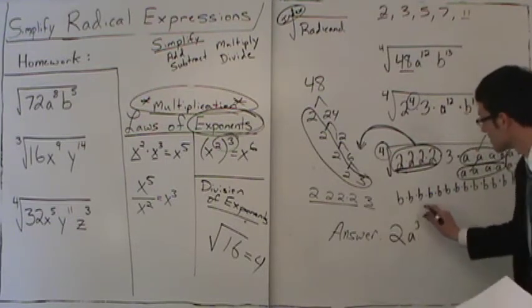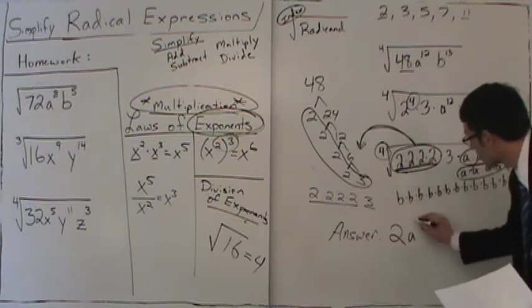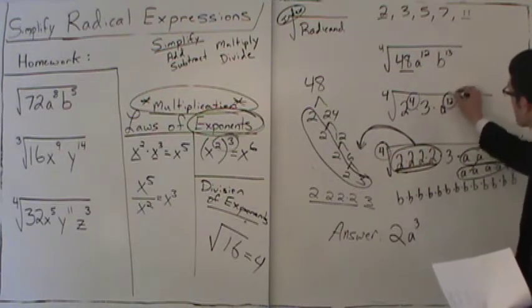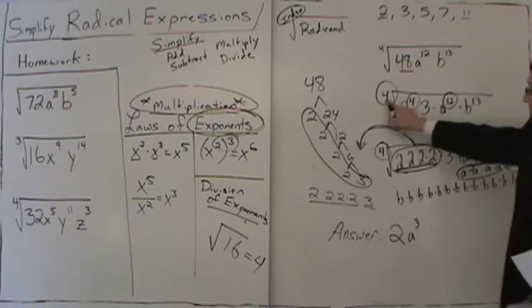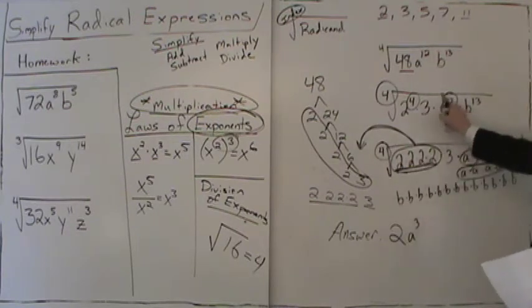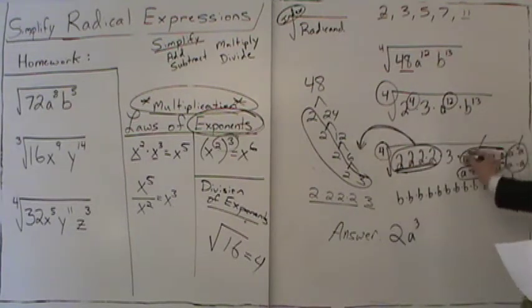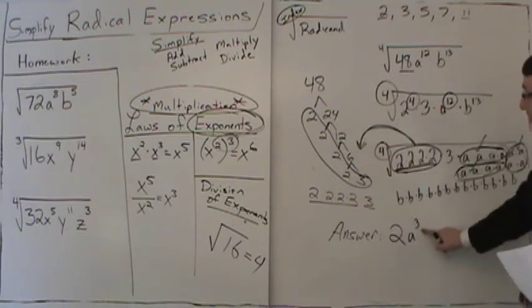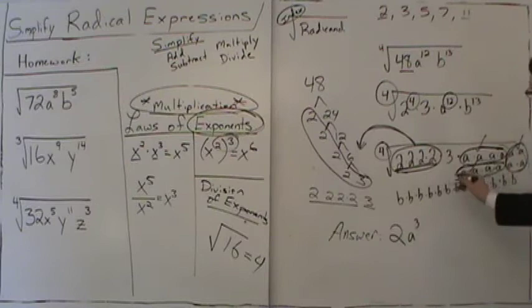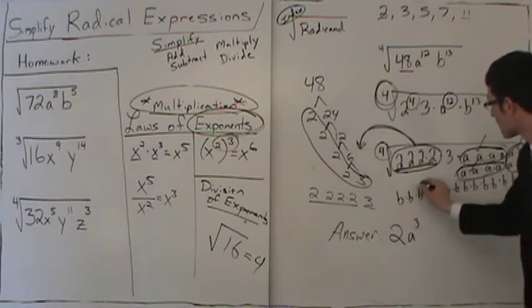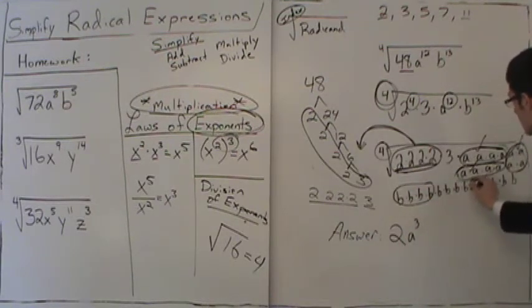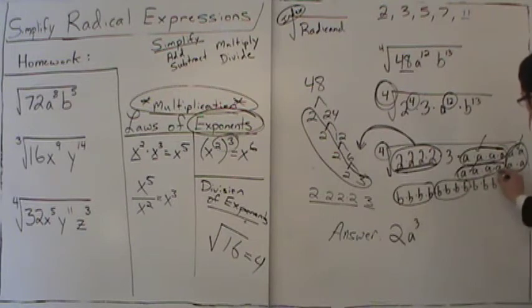And my question is, what is 12 divided by 4? 12 divided by 4 is what? 3 groups. So we're circling how many groups of 4? 3 groups. You see the division. 12 divided by 4 gives 3. Now, same thing with the B's. We're circling groups of what? 4. So we have 4 B's, 4 B's, and 4 B's.